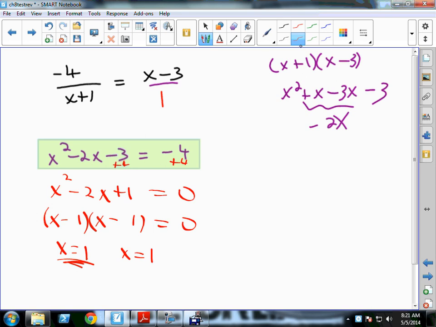You know what's funny about this? Your test is going to be multiple choice. So if you don't want to solve this, what's another way you could do this? Plug in the answers and see which one or ones satisfy the original equation, right? Not a bad idea, huh?